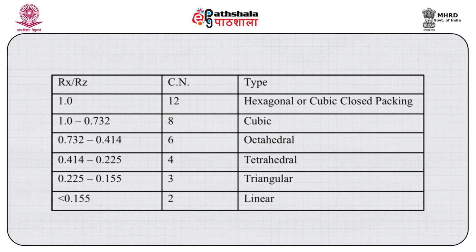When it is between 0.414 and 0.225, it is 4-fold coordination, also called tetrahedral coordination. Between 0.225 and 0.155, it is 3-fold coordination and is known as triangular coordination. And if the ratio of the radius between cation and anion is less than 0.155, then it is 2-fold coordination and it is called a linear type of coordination.